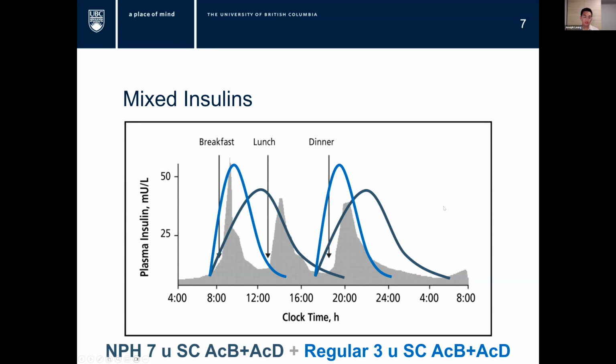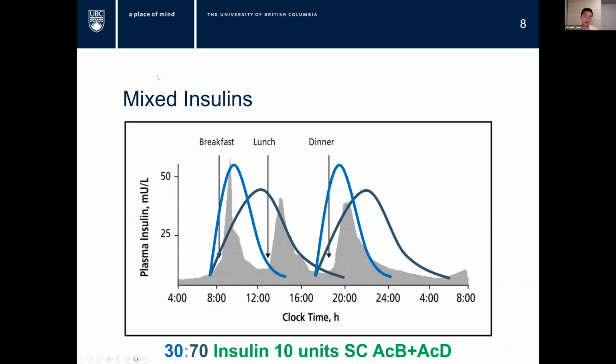This type of regimen, which is a mixed insulin regimen, could also just be 30-70 insulin. So in 30-70 insulin, that's basically 30% of the fast-acting insulin and 70% of the slow-acting insulin. So that's 30% regular insulin, 70% of the NPH insulin. So if you hear 30-70 insulin, that's basically what this is. But as you can see, falling out of favor, as I've mentioned as well.